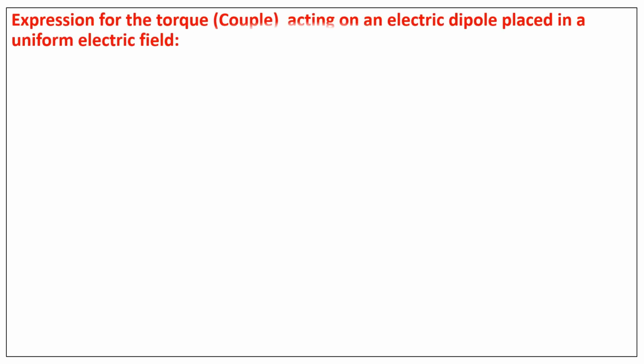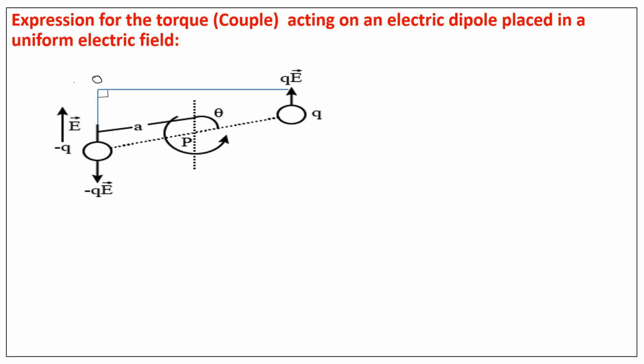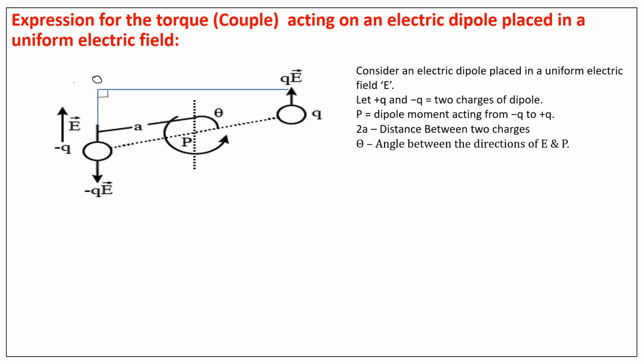Next, expression for the torque, couple, acting on an electric dipole placed in a uniform electric field. From the figure, consider an electric dipole placed in a uniform electric field E. Let +Q and -Q be the two charges of dipole. P is dipole moment acting from -Q to +Q. 2A is distance between two charges. Theta is angle between the directions of E and P.